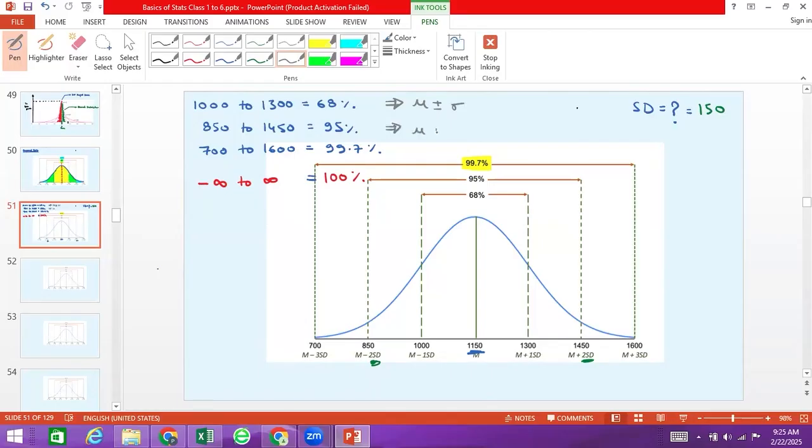This means mu plus minus 2 standard deviation, and this is mu plus minus 3 standard deviation. This is the formula of standard deviation, sigma.